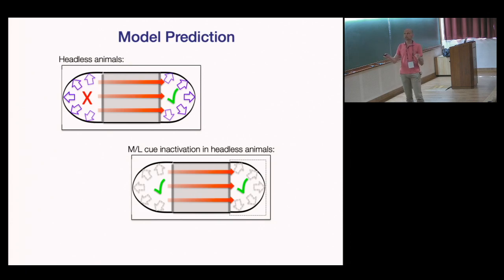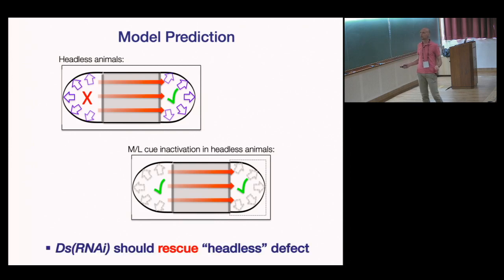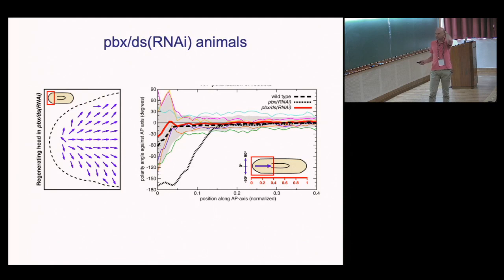And so this is exactly what we did, by basically combining the knockdown of DAXs, so this component that's required for the radial orientation of cilia, with PBX, so the thing that makes the headless, tailless animals. And if we do that, then we find that indeed the double knockdown rescues this type 1 polarity defect.